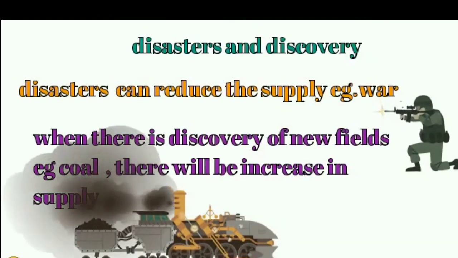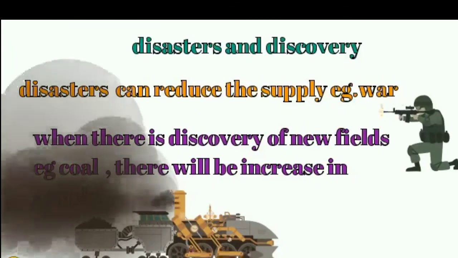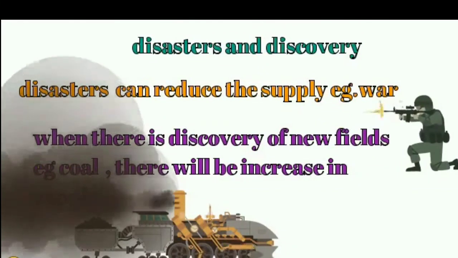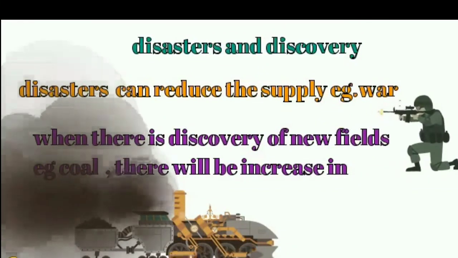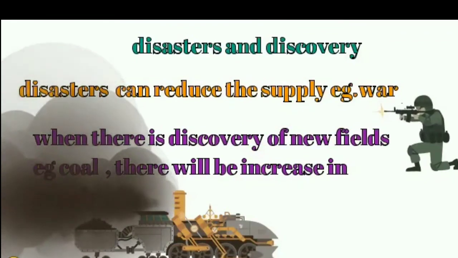When there is a discovery of new fields, for example coal, there will be an increase in supply. When there is a discovery of new fields such as oil, there will be an increase in supply of oil, right? So this again will shift the supply curve towards the right.